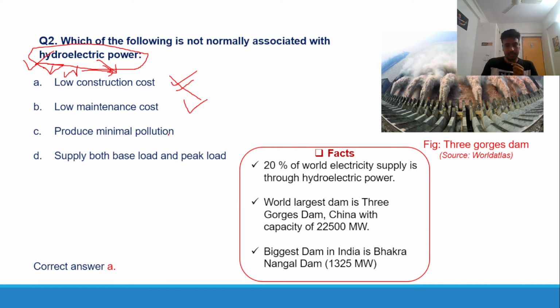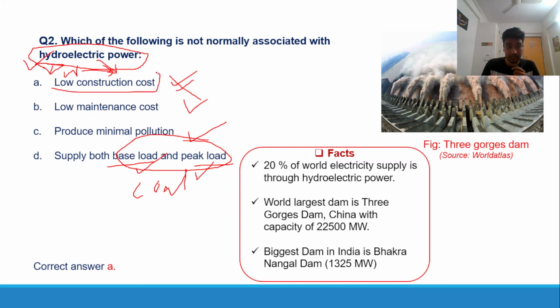Produce minimal pollution. That's okay, because hydroelectric power is a renewable energy. They are just using the potential energy of water to convert it to electricity. So there are no chances of burning fossil fuels. So this is also correct. Supply both base load and peak load. We will discuss this concept of base load and peak load. Actually, hydroelectric power is associated with supplying both base load and peak load, similar to a coal power plant. Coal power plants can provide both base load and peak load. We will discuss this fact in detail in the next slide. As of now, you can assume that hydroelectric power can supply both base load and peak load.